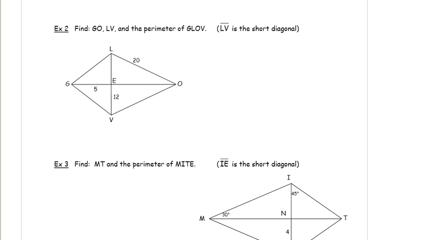Gonna look at some of these segments. So same idea, just doing it a little bit differently. Instead of angles, we're gonna look at segments. Find GO, LV, and the perimeter of the entire kite. LV is the shorter diagonal.